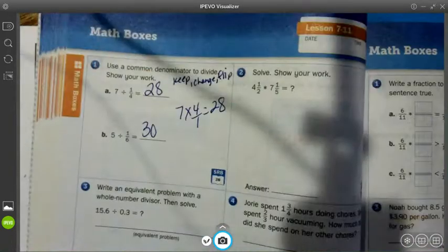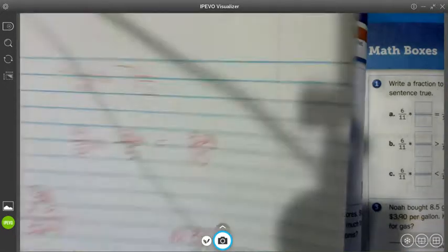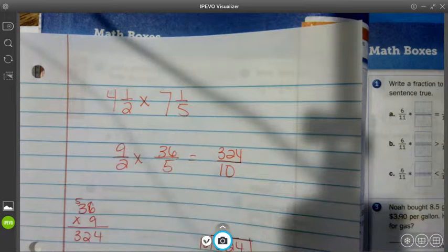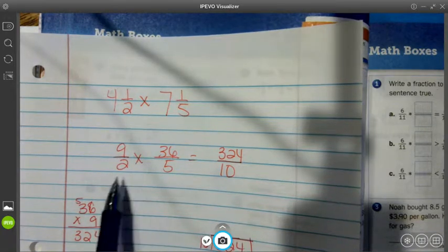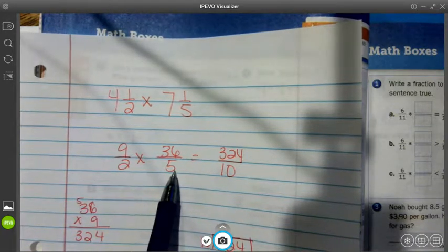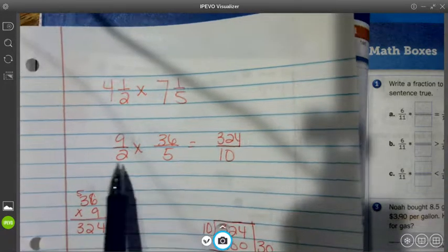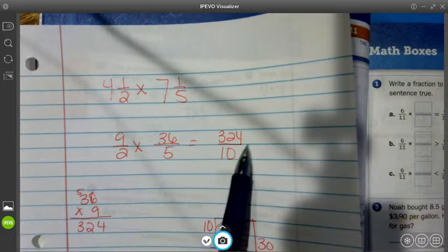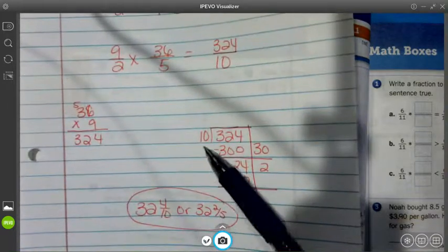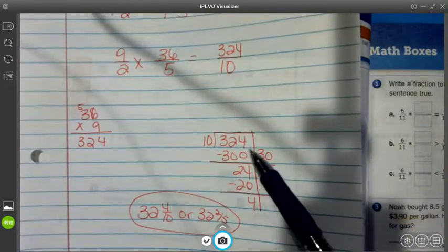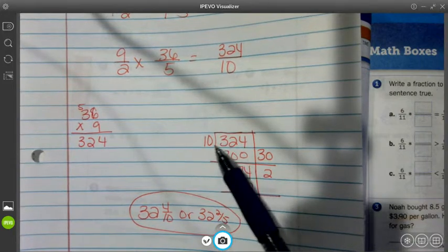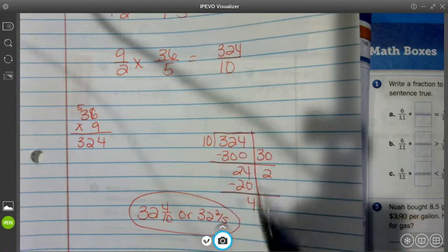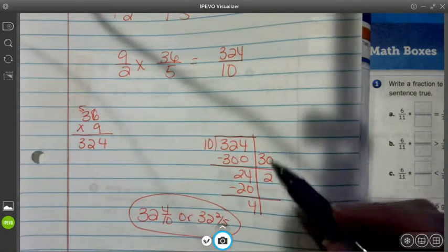If you did it the other method, like this, where you changed your mixed numbers into improper fractions, you should have got 9 over 2 times 36 over 5. When you multiply 2 times 5, you got 10. 36 times 9 is 324. Then I used partial quotients also to see how many times 10 would go into 324 to get this improper fraction to a mixed number.